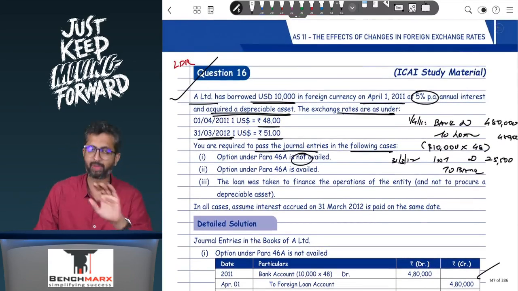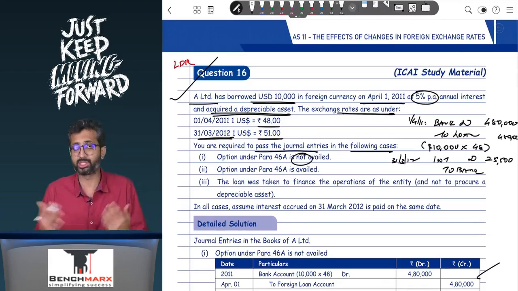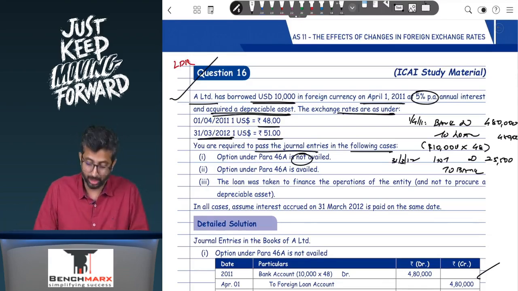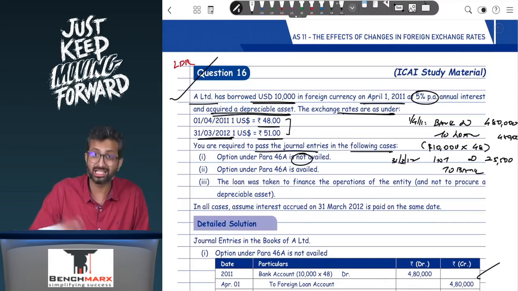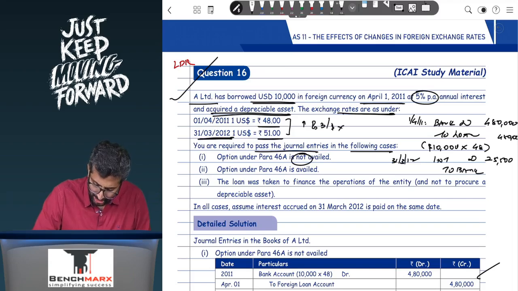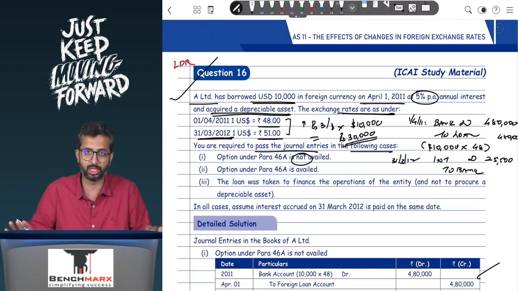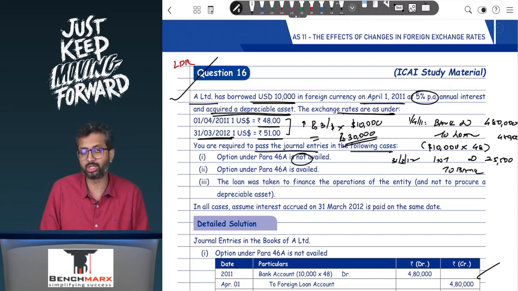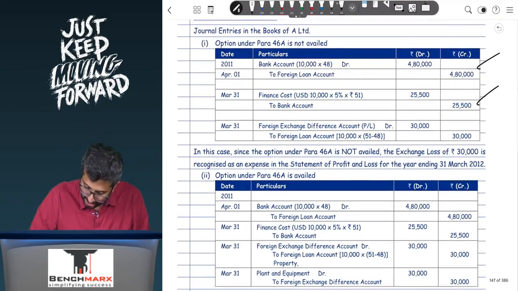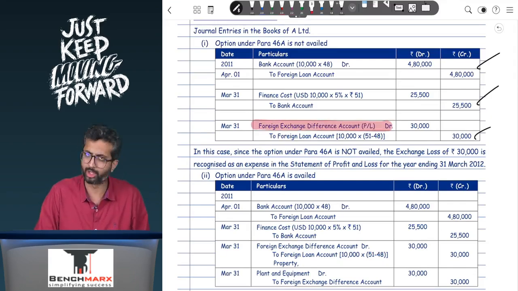Now loan, remember whether you take para 46A or you don't take para 46A, loan is a monetary item and hence it will have to be remeasured from 48 to 51 and hence there is a liability. This increases my liability by rupees 3 per dollar into, let us say, $10,000 and hence clearly there is a forex loss of 30,000 rupees. Now the problem is, where will the loss go? Well, liability has to be credited, but if para 46A is not taken, then the loss will go as foreign exchange difference to be taken in the profit and loss account. So this is loan credit, foreign exchange difference in the profit and loss account.